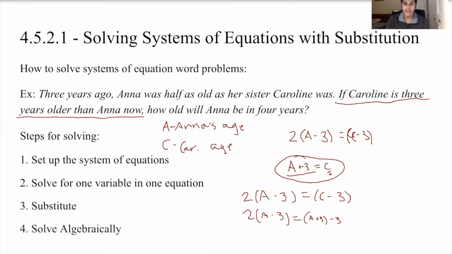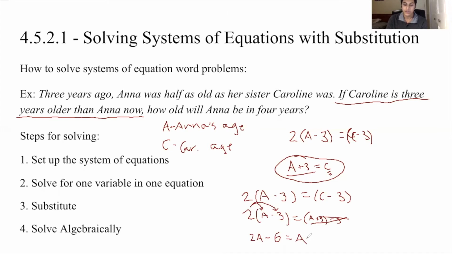So the final step is just to solve for your variable algebraically. So we're going to solve for A here. When you solve algebraically, and this is something that you should know, you want to simplify your equation and then isolate the variable. So first we want to get rid of any parentheses. On this left-hand side, we can get rid of the parentheses by distributing, multiplying 2 by A, which is 2A. Keep the symbol in the middle, and then 2 by 3, which is 6. So 2A minus 6 equals A plus 3 minus 3. That's going to just be A, because the plus 3 and minus 3 cancel out. So 2A minus 6 equals A.